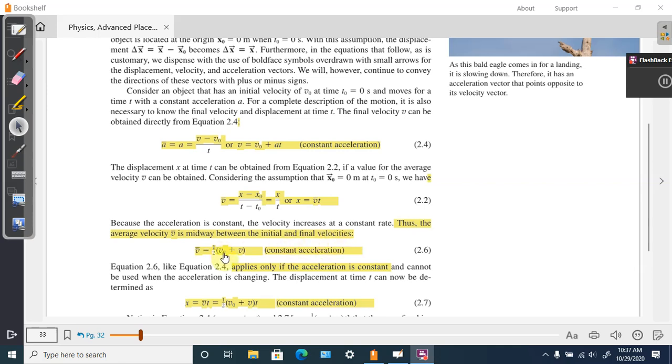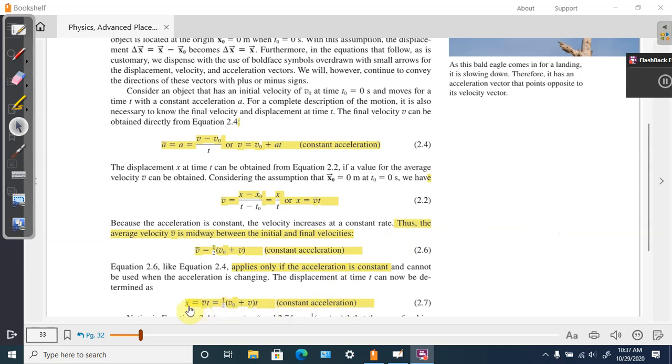So in other words, initial velocity plus final velocity divided by 2, or 1/2 v sub 0 plus v, is going to give you your average velocity, okay? Up here, equations 2.4 and 2.6 only apply if the acceleration is constant. So all of this is assuming constant acceleration, all right?